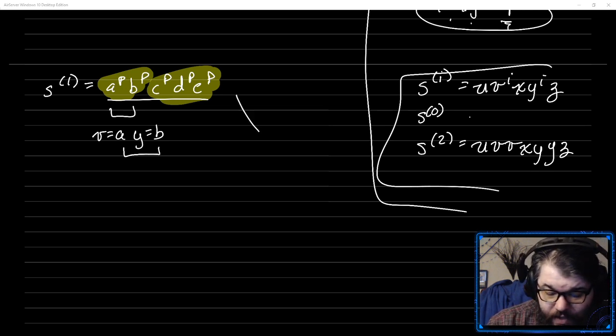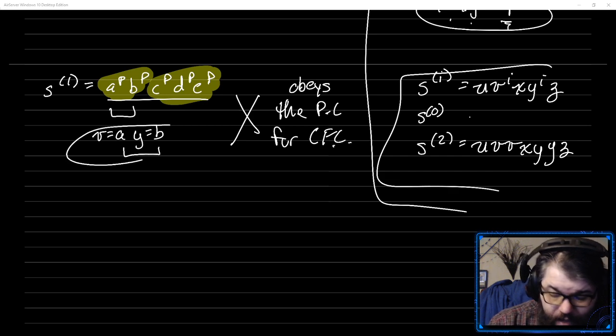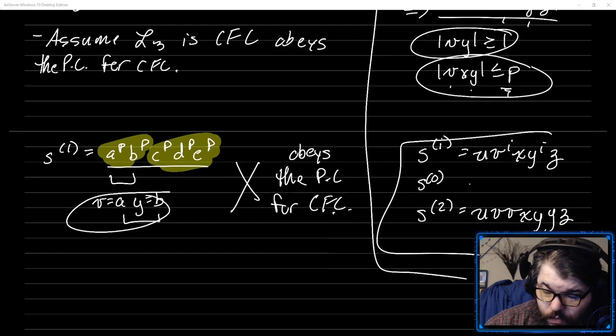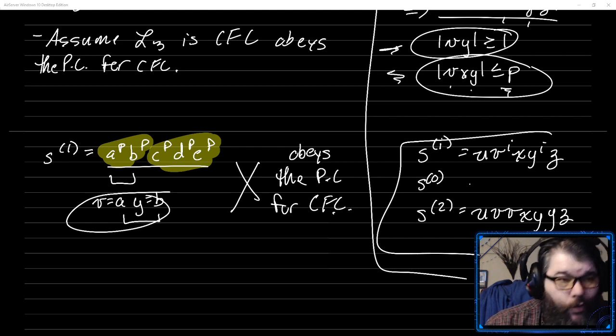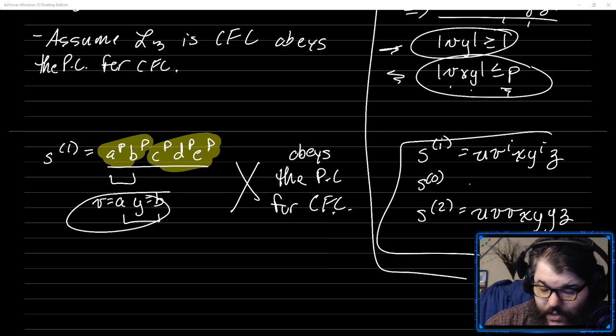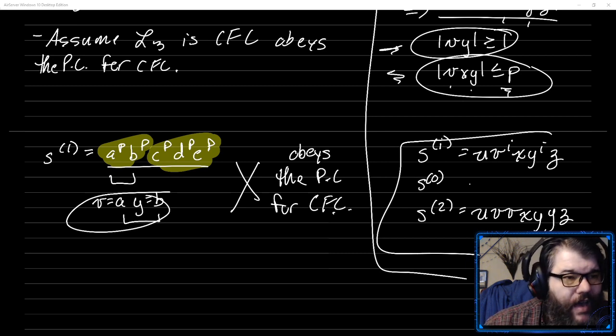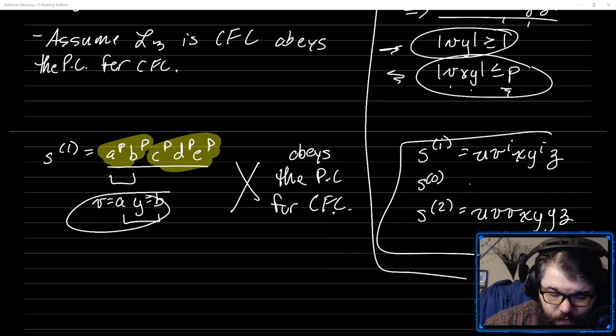So it turns out this string obeys the pumping lemma for context-free languages, because there is some choice for V and Y that matches all of these rules: they're not empty, and they're within P symbols of each other. In fact, they're right next to each other. The P here, the number of symbols next to each other, is only 2. And I can remove it or add it in as many times as I want and stay in the language. So you have to be careful of this.